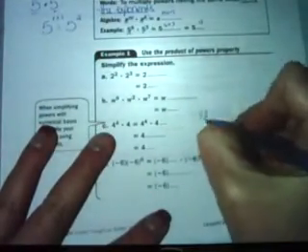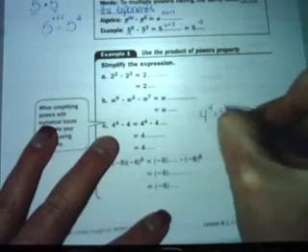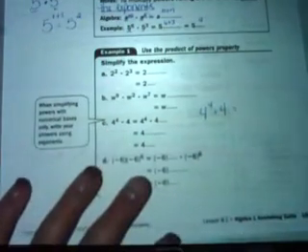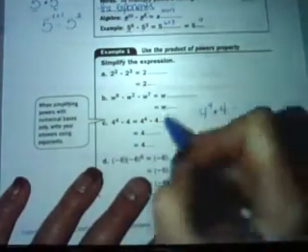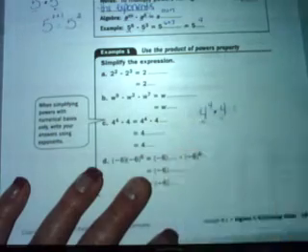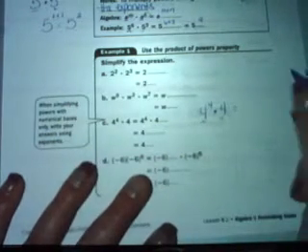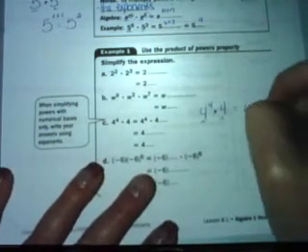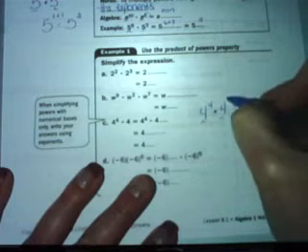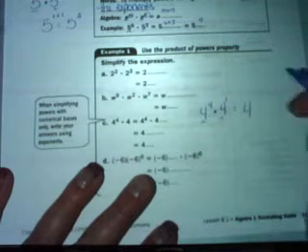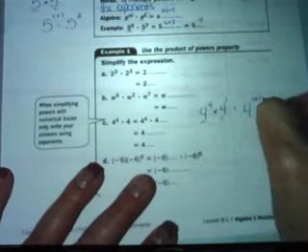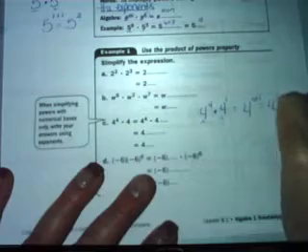Alright, let's do 4 to the 4th times 4. I can see that I'm multiplying and I have like bases. So what do I do with their exponents? I have to add. So I'm going to have 4 to the, remember there's that imaginary 1 there. So 4 to the 4 plus 1 gives me 4 to the 5th. And then let's look at D.